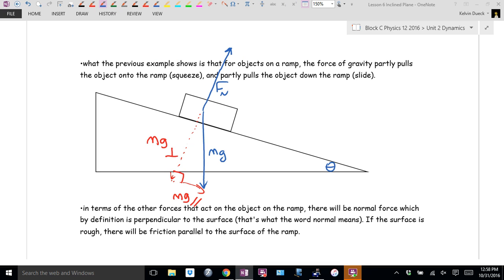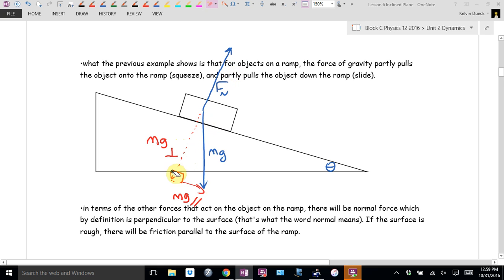Then, if there was friction, well, it would depend. If the mass was sliding down the hill, friction would be pointing up the hill. If the mass was sliding up the ramp, friction would be pointing down the ramp. So the key is we're going to break gravity up into a perpendicular and parallel component, and the perpendicular component will tell you the normal force.